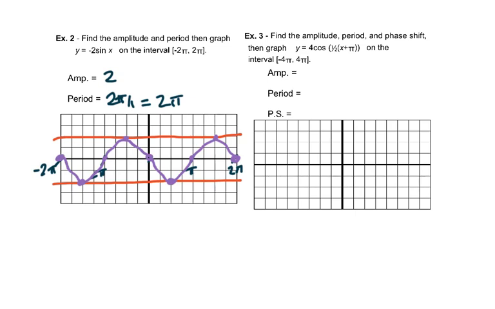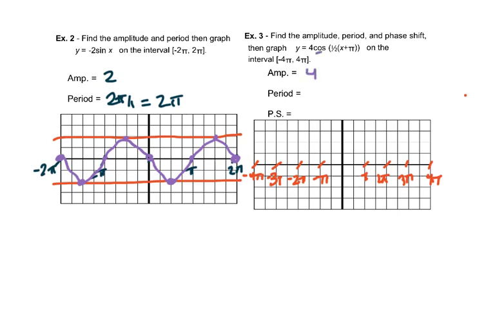The next one here, oh, they want us to go from negative 4 pi to 4 pi, so this is going to be negative 2 pi and negative pi, negative 3 pi and negative 4 pi, and then we have after 2 pi, 3 pi, and 4 pi. Okay, so the amplitude on this one is 4.